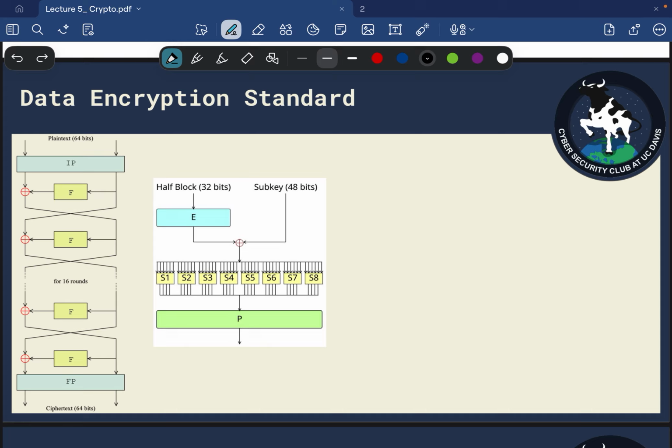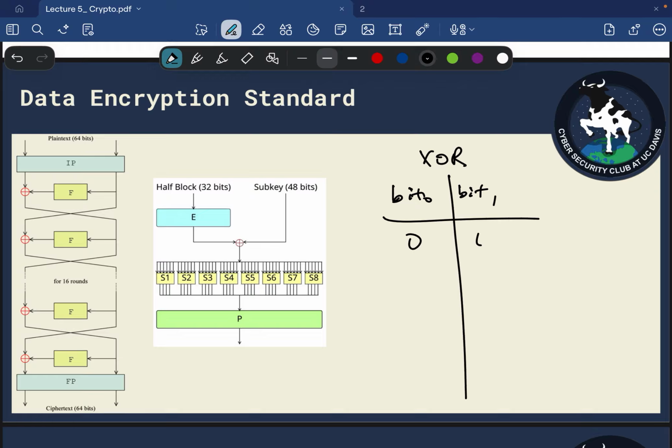An XOR function is, very simply put, you have two bits, bit 0 and bit 1. So your combinations are 0,0; 0,1; 1,0; and 1,1. And the output is going to be 0, 1, 1, and 0. This is also the same thing as a modular 2 addition. So 0 plus 0 is 0, 0 plus 1 is 1, 1 plus 0 is 1, 1 plus 1 is 2, but mod 2 that is also 0. So this is also known as a mod 2 addition.